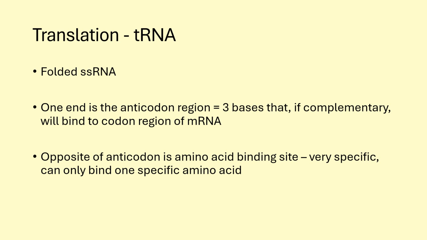The opposite end of the anticodon region is known as the amino acid binding site. It's very specific. It can only bind one type of amino acid. If it binds the amino acid methionine, that's the only one it can bind. It will ignore the other 19. So it's very specific.